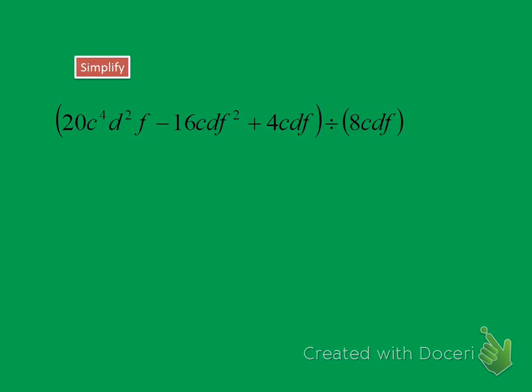Now they can give these to you in a few different ways. This one's one of them. They can give it to you where you're dividing with the old school division sign. All you have to do to fix that is take and put 8CDF underneath each term. It's no different than the last one you just did. And then you just simplify those three.